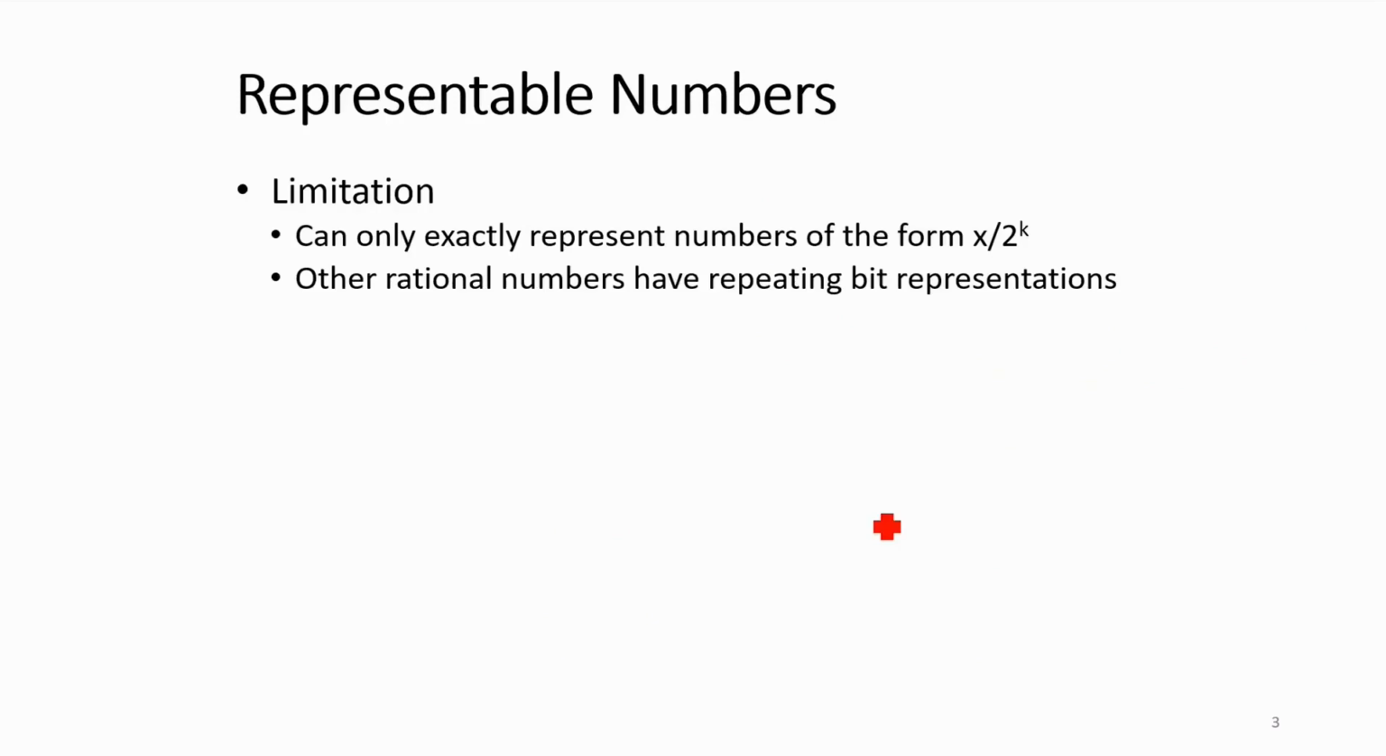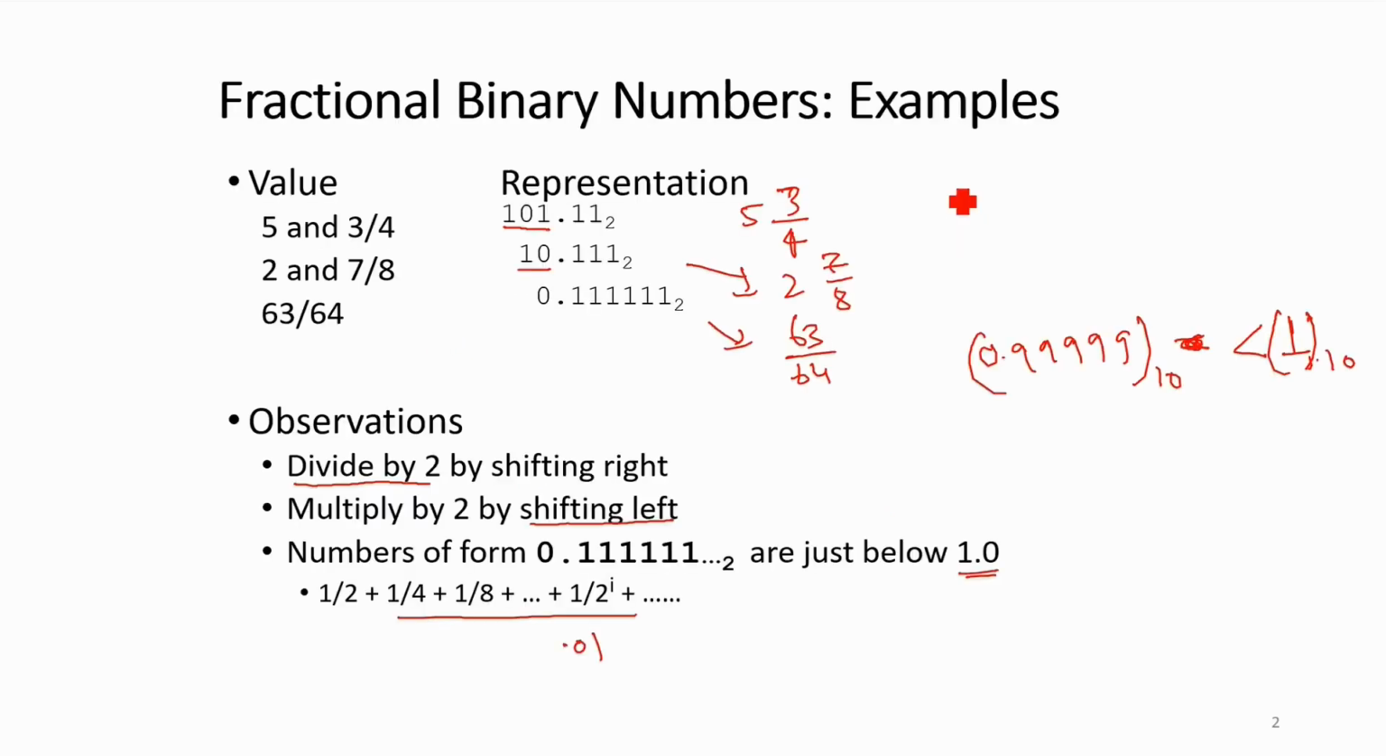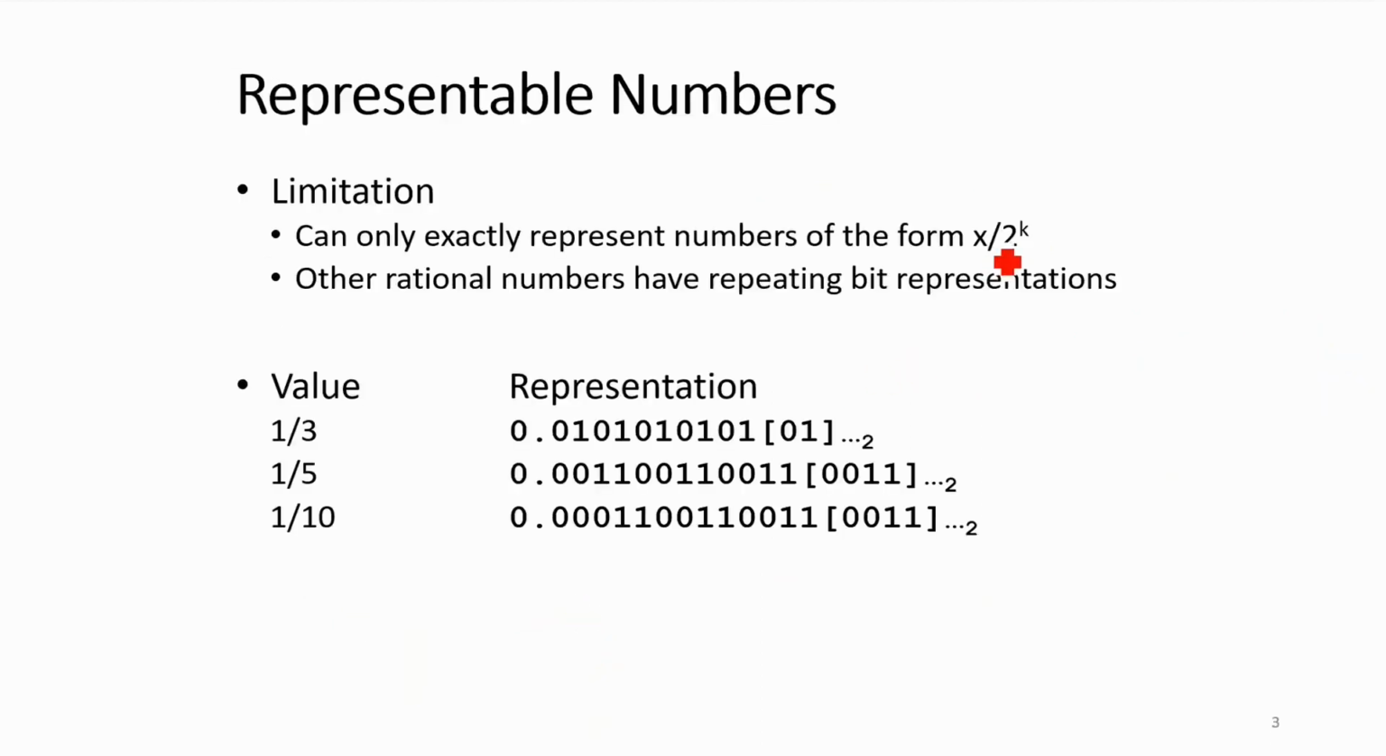In case of representation, the basic representation is there. The different representable numbers we will see, and their limitations. As a limitation, we can only exactly represent numbers of the form x by 2 to the power k. So in binary representation of the fractional part, we can exactly represent only those numbers that have powers of 2, such that x divided by 2 to the power k.